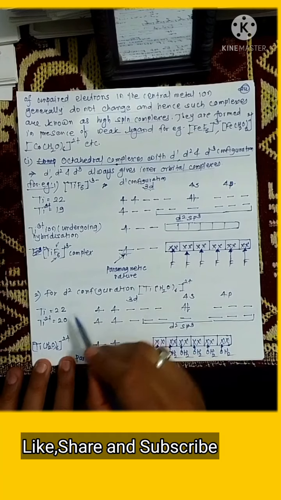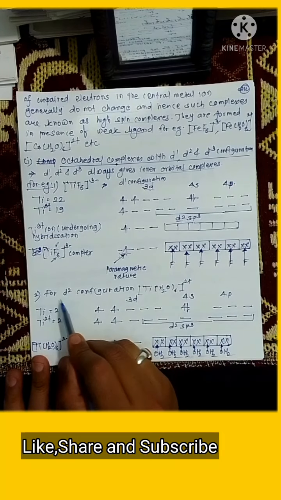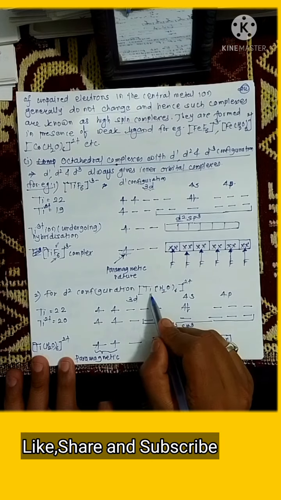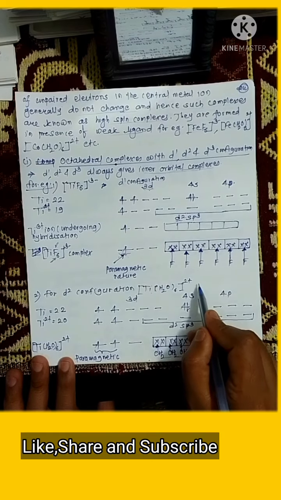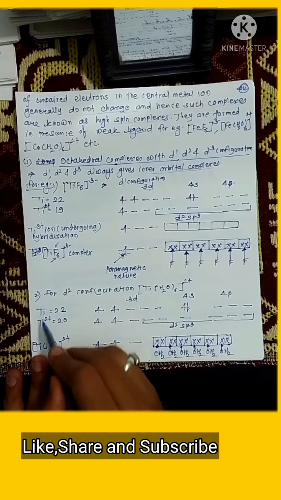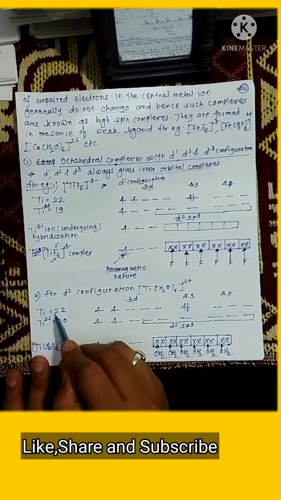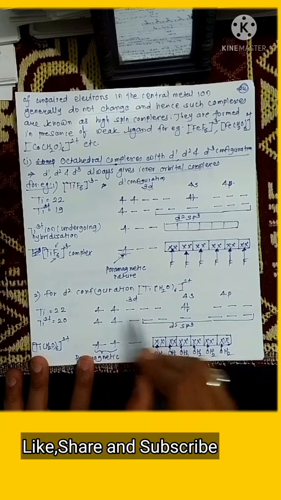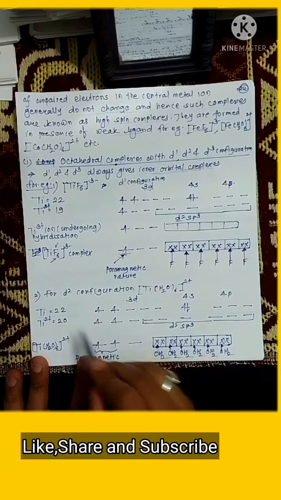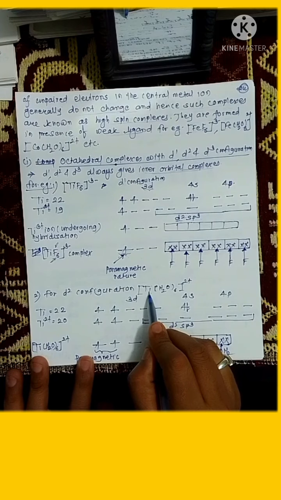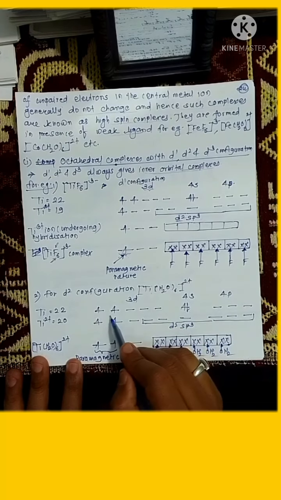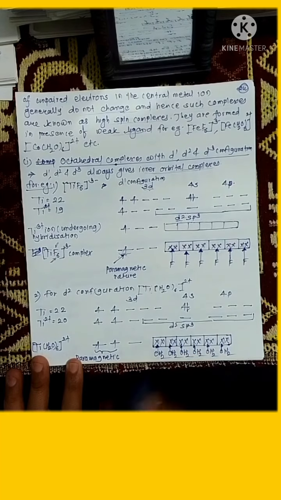Now we are going to see the d2 configuration. The example is Ti(H2O)6 2+. The atomic number of titanium is 22. The electronic configuration is written as 3d2 4s2. In this complex, titanium is present in the 2+ state. That's why the electronic configuration is written as 3d2 4s0.